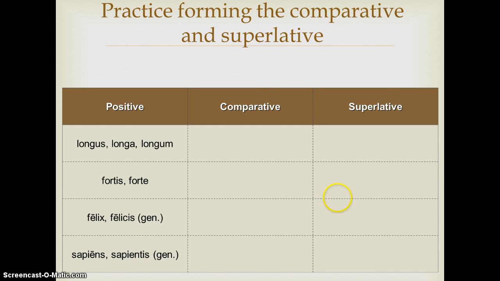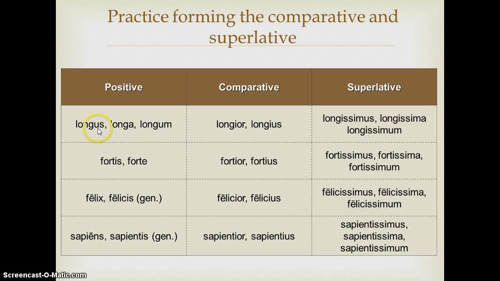Okay, let's check to see if you were right. So longus, longa, longum, in the masculine and feminine nominative in the comparative is longior, longius in the neuter, longissimus, longissima, longissimum. Fortior, fortius, fortissimus, fortissima, fortissimum. Felicior, felicius, felicissimus, felicissima, felicissimum. And sapientior, sapientius becomes sapientissimus, sapientissima, sapientissimum.